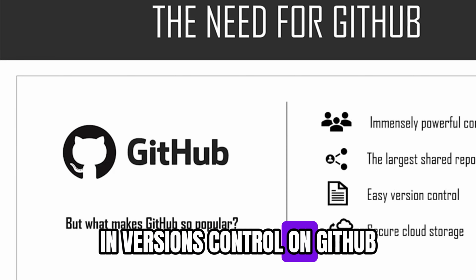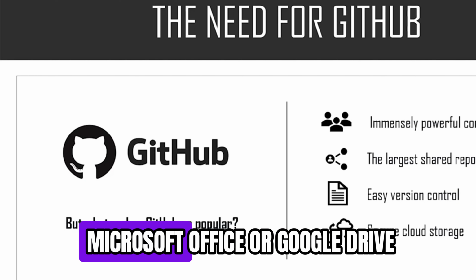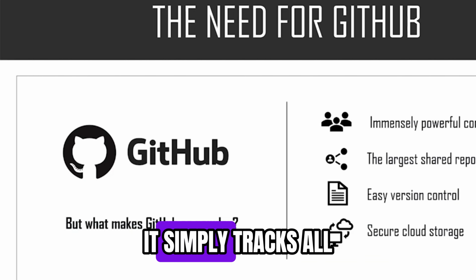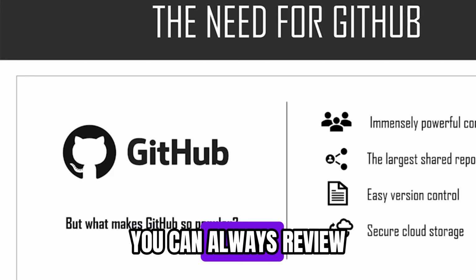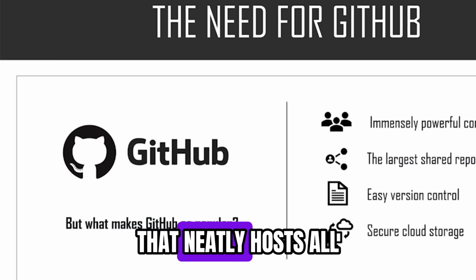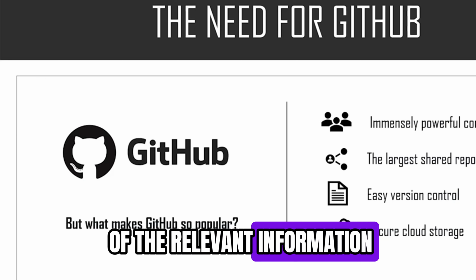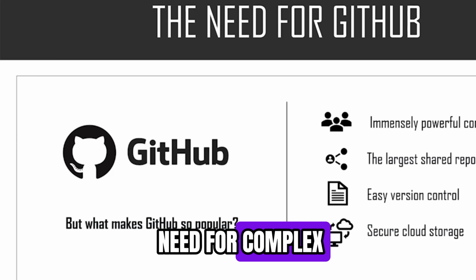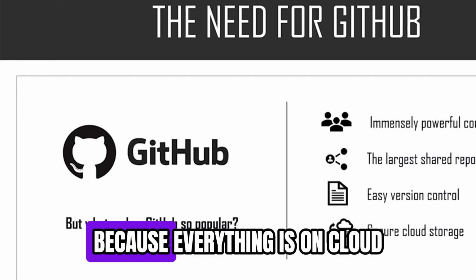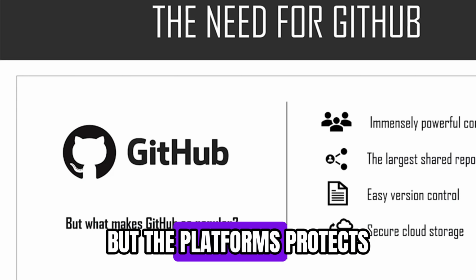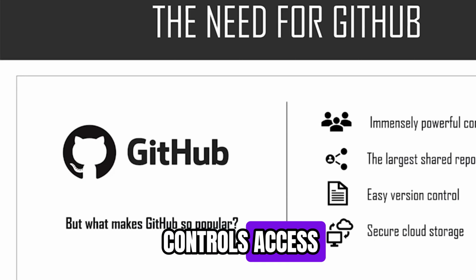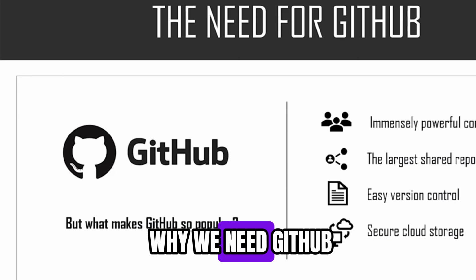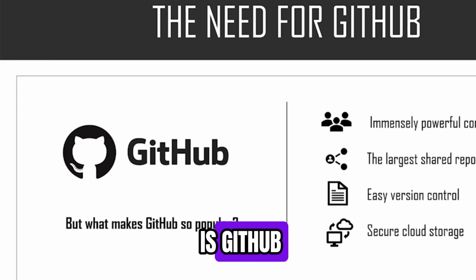Version control on GitHub works very much like Microsoft Office or Google Drive. It simply tracks all the changes made to your code and who makes them. You can always review the detailed changelog that neatly hosts all of the relevant information. Using GitHub eliminates the need for complex corporate security solutions because everything is on the cloud. The platform protects code branches, verifies commit signing, and controls access. Now that we know why we need GitHub, let us understand what GitHub is.